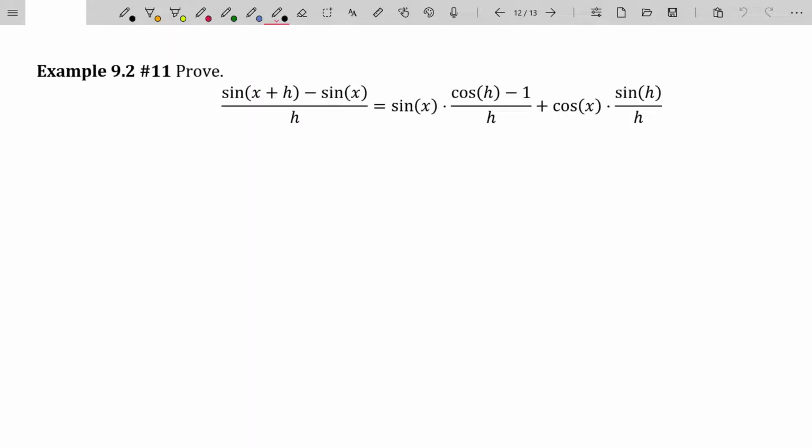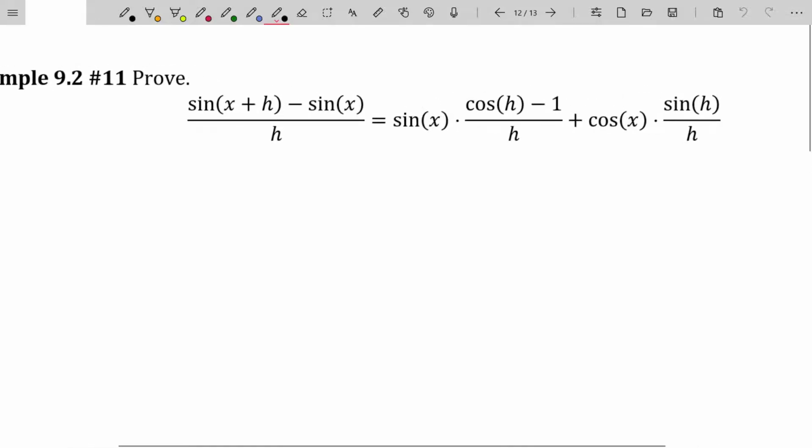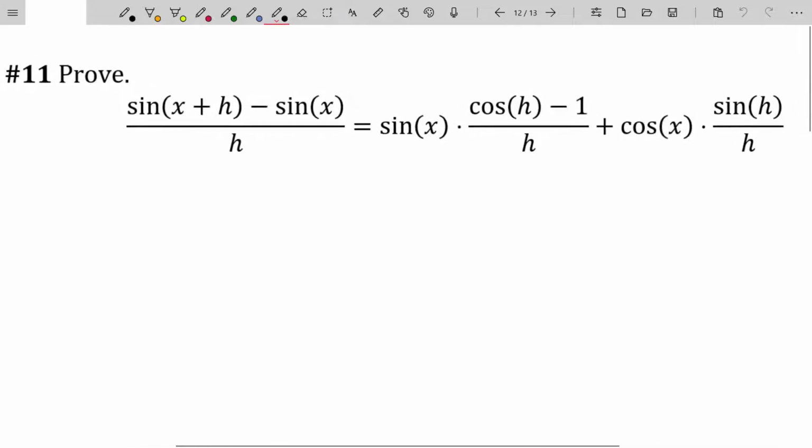This is a highly entertaining problem only because I know where it leads. And if you're watching this and you're in calculus and just reviewing your trig, then you also know where this leads. This is a derivative, or it's part of a derivative, I should say. So anyhow, we want to prove that this is a true statement. How do you do it?